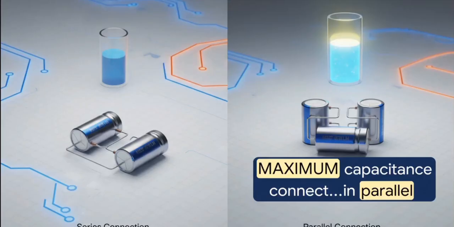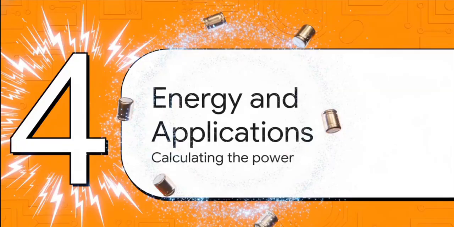And this leads to a super useful rule of thumb. If you ever need to get the absolute biggest capacitance you can, the answer is simple. Wire them up in parallel. Every capacitor you add just piles onto the total. Easy as that.